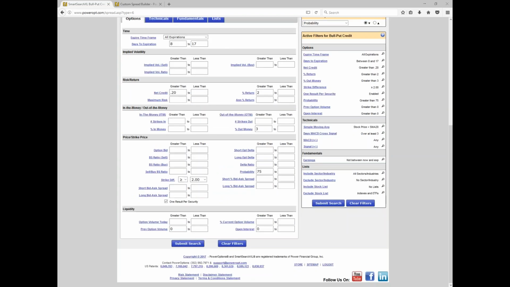So the criteria, again, shown here on the right-hand side, bull put credit spreads. Expiration dates between 8 and 17 days. Minimum 20 cents of net credit. 3% out of the money. Strike difference greater than 2. Probability greater than 75 or above. Stock price above the SMA 20, MACD cross signal at least 3 days, no earnings between now and expiration. Okay? Now, this is simple criteria, okay?